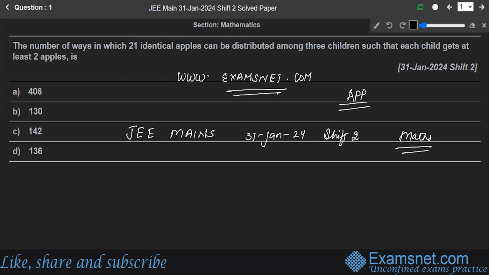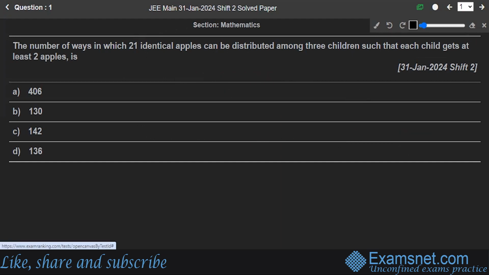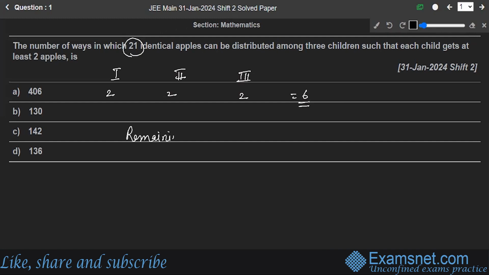Here we go. Question number 1 says: the number of ways in which 21 identical apples can be distributed among 3 children such that each child gets at least 2 apples. So you have 3 children, let's say this is 1, 2, and the third one. Each gets 2, 2, and 2. So 6 apples have already been given out of the 21 apples. How many apples are remaining? 15. You are left with 15.